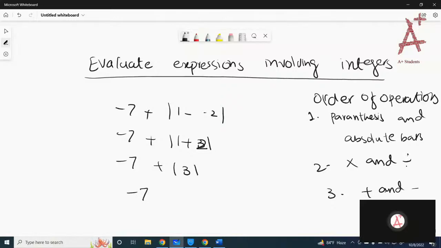So it would be negative 7 plus 3. You are adding two numbers with opposite signs, so your answer must have the sign of the number that is greater in magnitude. 7 is greater and has a negative sign, so the answer must be negative. And 7 minus 3 is 4. Got it?